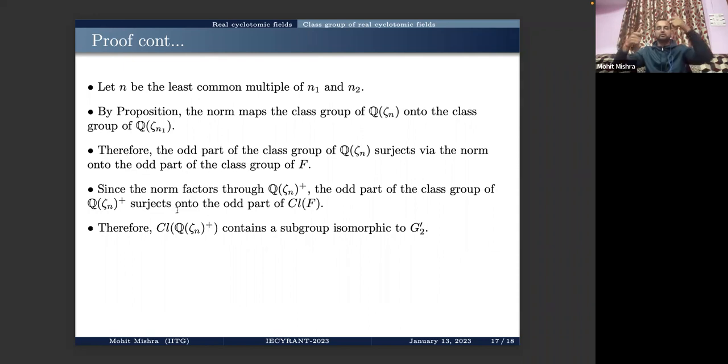Now, G2 is also a subgroup of the class group of Q(ζ_N)^+, and G2 prime also. So their direct sum is also a subgroup of its class group. Hence, we have constructed a real cyclotomic field whose class group contains G as a subgroup. And similarly, we can construct infinitely many cyclotomic fields. So this completes the proof of our main results.